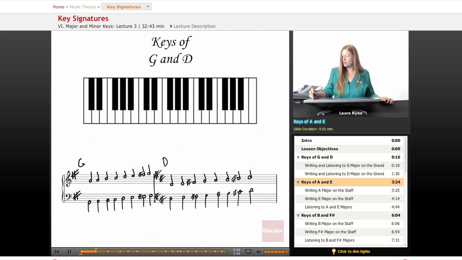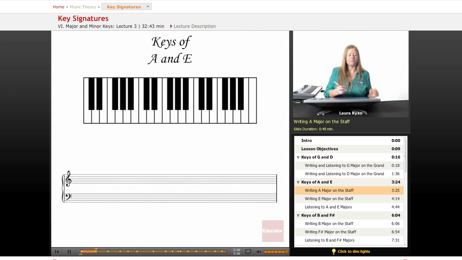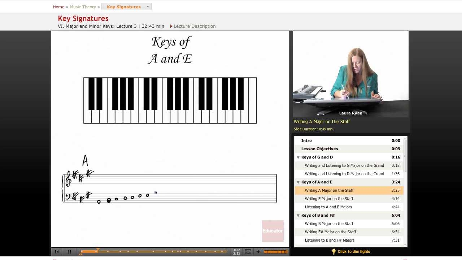So let's move on to the keys of A and E. First sharp is F, the next one is C, the next one is G. F sharp, C sharp, G sharp. If we use my trick and we take the last sharp and go up, F sharp, C sharp, G sharp. 1 note above G is A. We know we're in the key of A. A, B, C sharp, D, E, F sharp, G sharp, A.